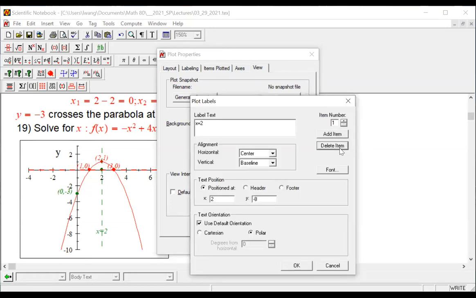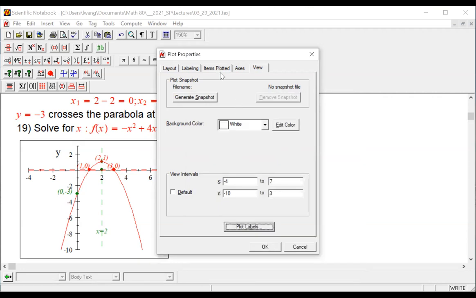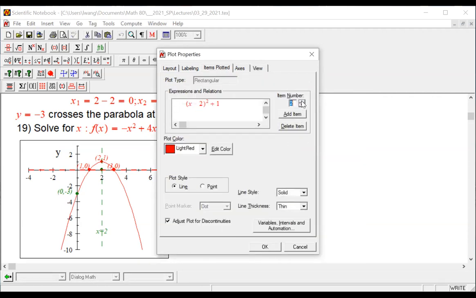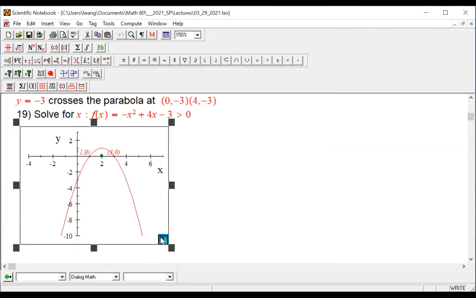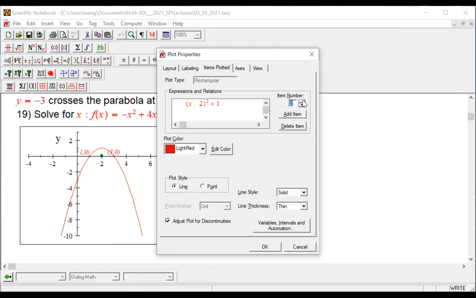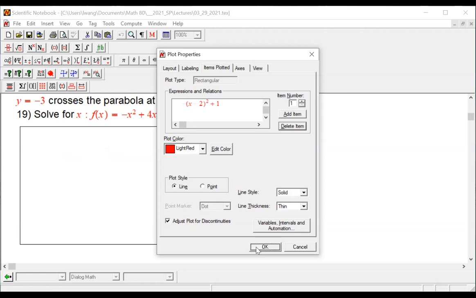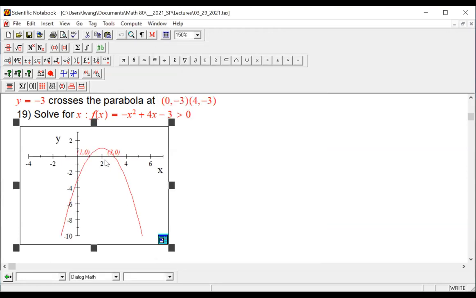I'm gonna remove the vertex, and the y-intercept as well. I don't need the vertical line, I don't need the green dot, and I don't need the vertex. I need the x-intercept. I think I removed a lot of things. The reason I want to show you this is that when you consider greater than or equal to zero, or less than zero, you really don't need those other things, okay?